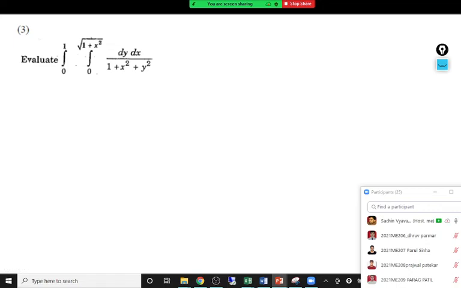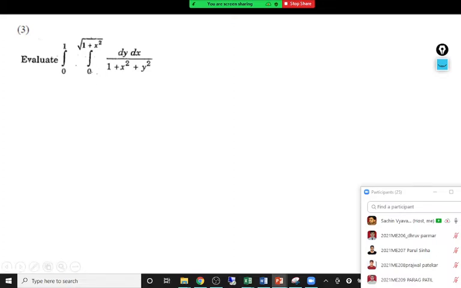So we will observe now, this is example 3 where we have to evaluate the integration 0 to 1, integration 0 to root of 1 plus x square, dy dx upon 1 plus x square plus y square. First tell me the order, whether it is with respect to x or with respect to y. With y. Yes, correct. We have to integrate it with respect to y. So I will repeat again what we are doing.